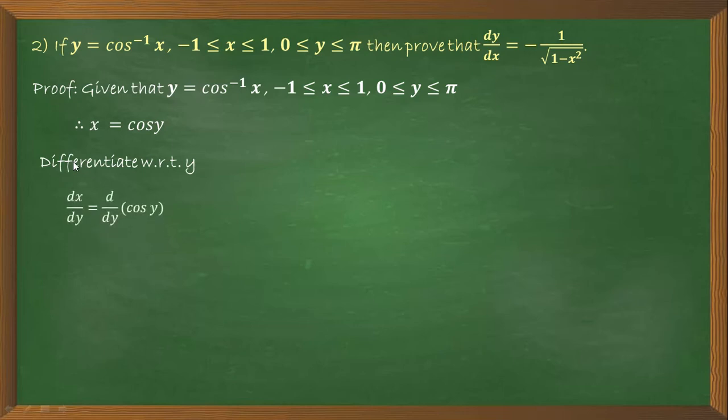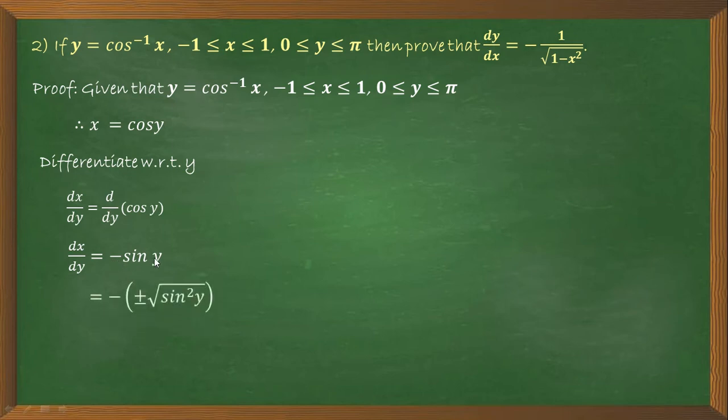So dx by dy, that is d by dy of cos y. We have to take the derivative of cos y with respect to y. It is very easy. We get it as minus of sin y.